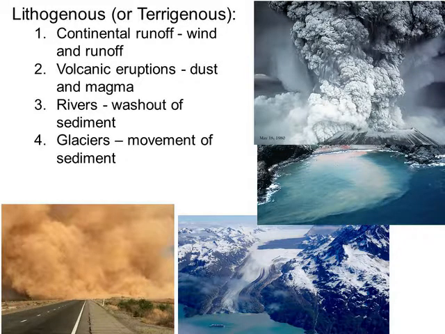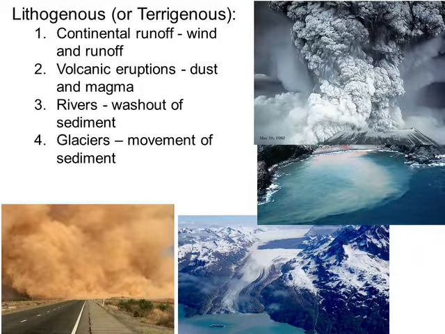So the first one we're going to touch on is lithogenic or terrigenous sediment. As you can see here, there are 4 different types of lithogenic sediment. The first one is continental runoff. Essentially, it's just your wind, or if there's a huge storm on land, any of that soil that gets washed into the ocean, that would be continental runoff.